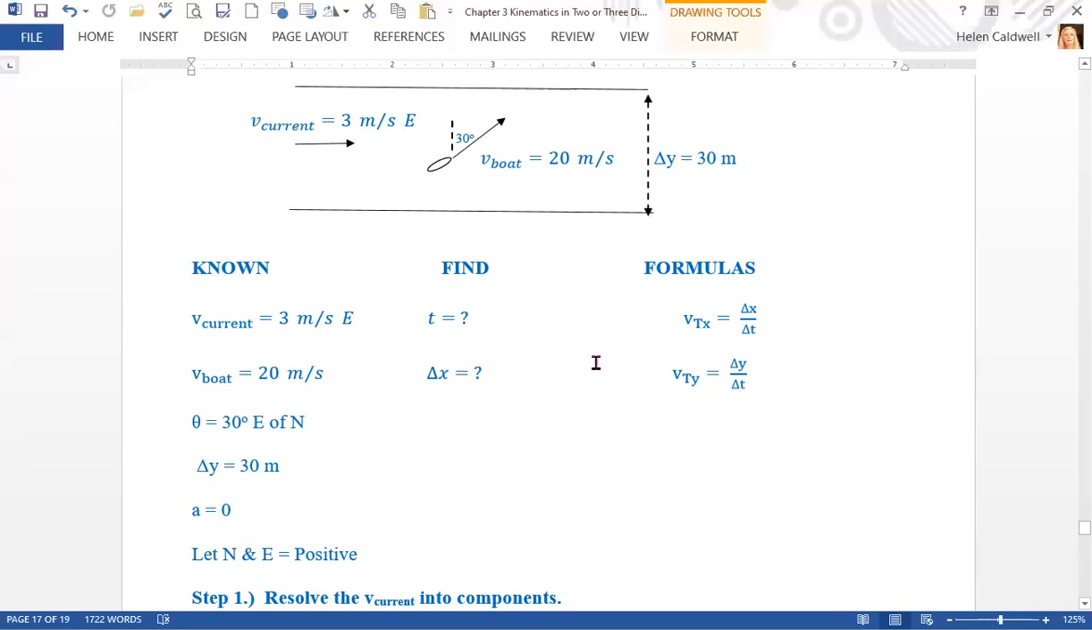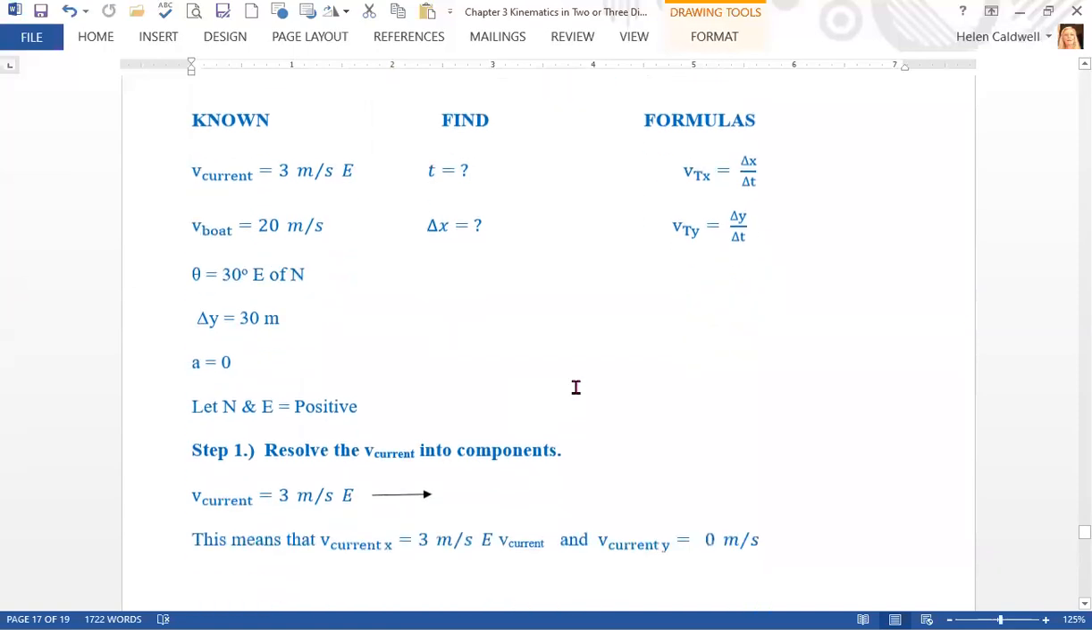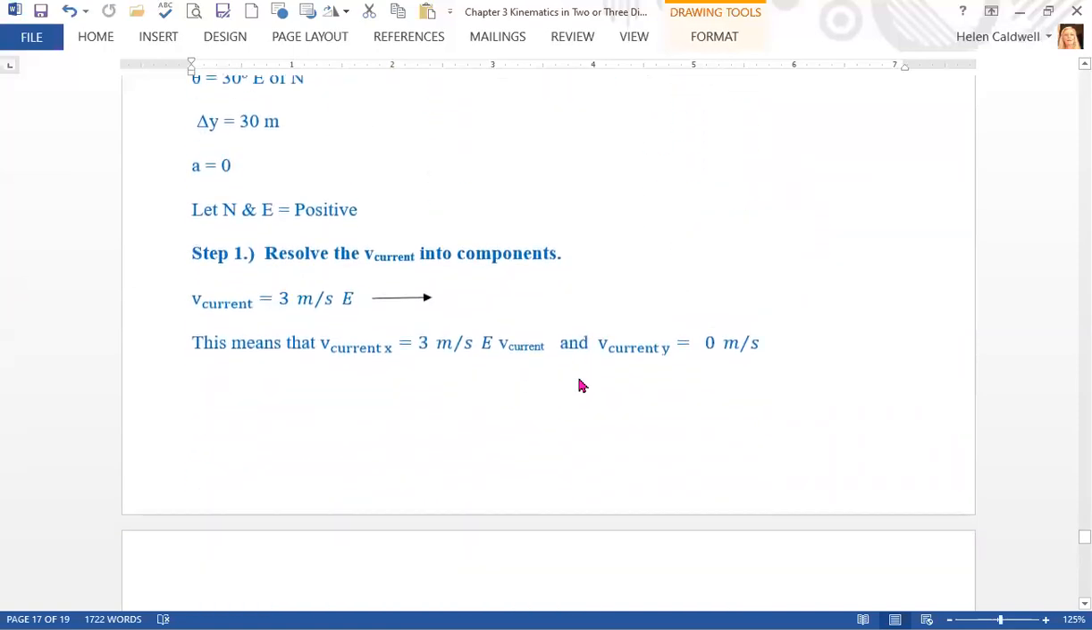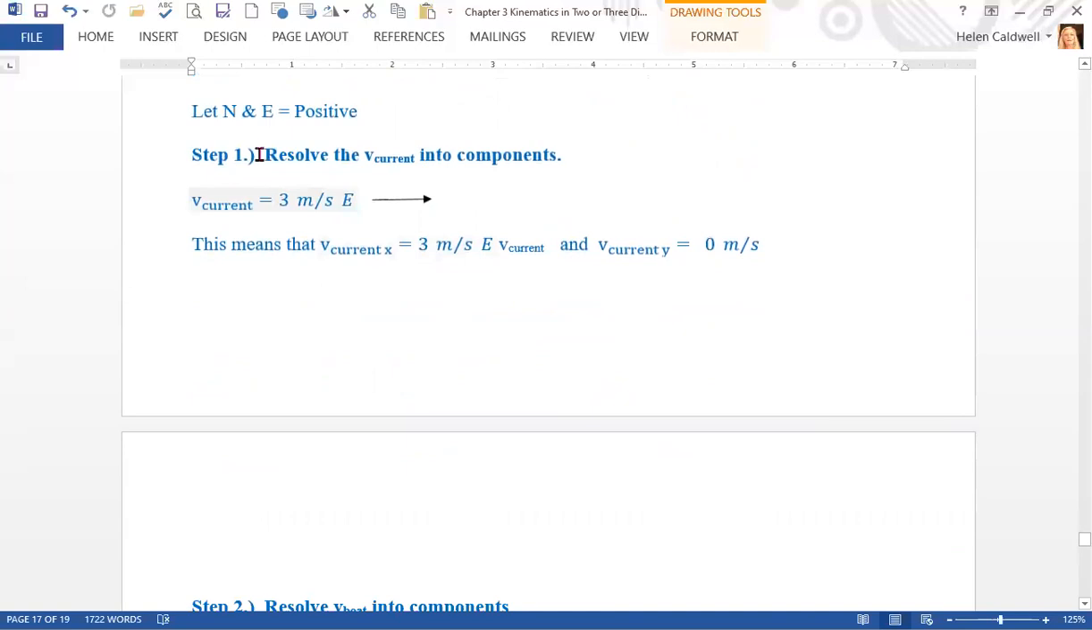All right, so what do we do? We've got something at an angle. That means resolve into components. So we want to resolve things into components. I wanted to take a minute to write down, because sometimes they'll give you the current at an angle. The velocity of the current is 3 meters per second east. It's a horizontal vector. So the velocity of the current in the x direction is 3 meters per second east.